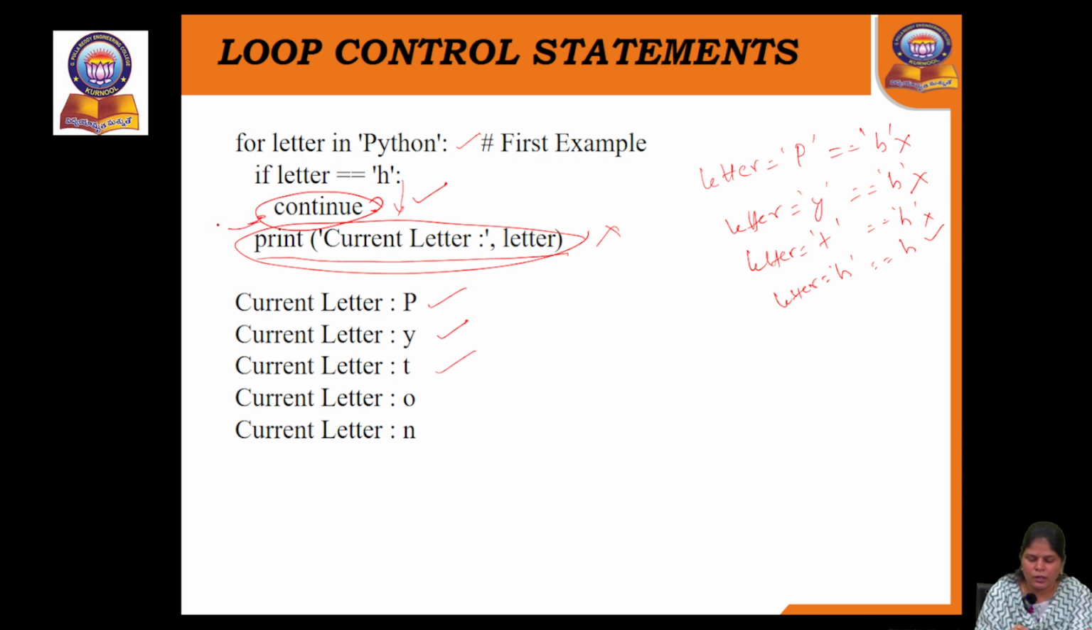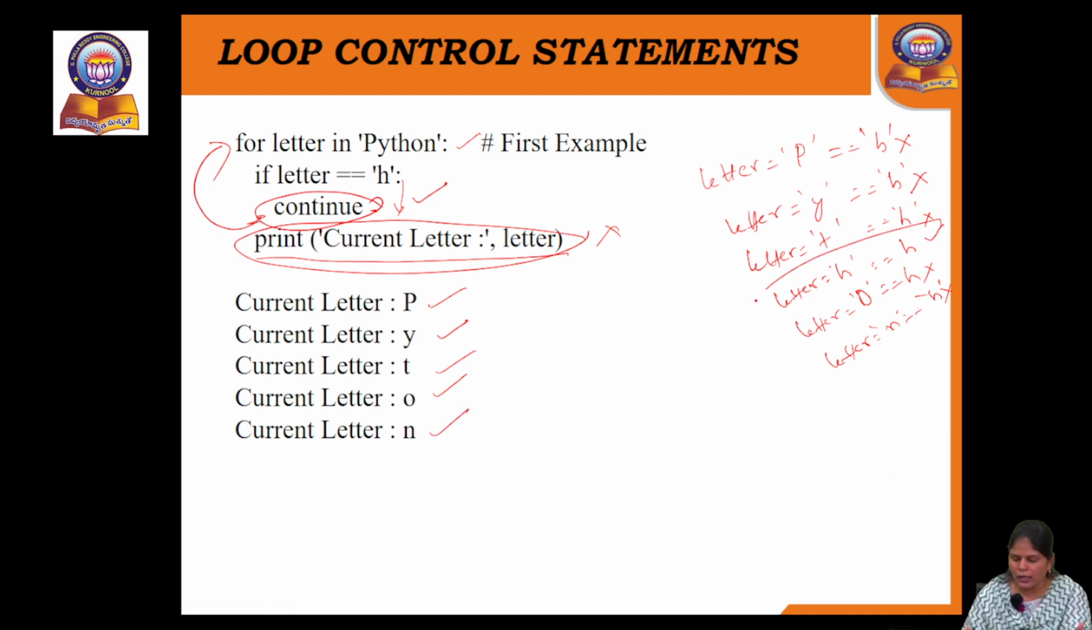After the continue, it goes back to the iteration. The statements within the loop will not be executed if the interpreter encounters a continue. So it just skips the iteration. It goes back to the loop again, and it will go to the next iteration. Now the letter will be equal to O. Equal to H, condition false. So it will print O. So the letter equal to N. Equal to H, condition false. So it will print N.